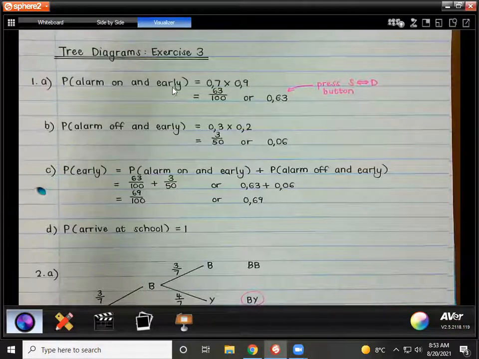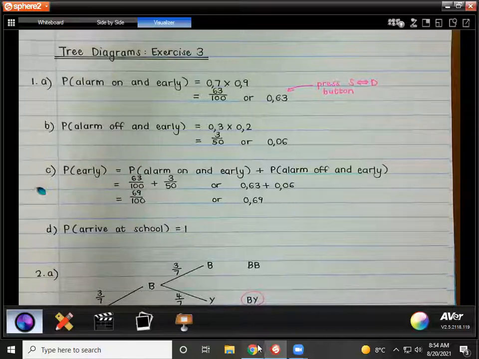Okay, alarm on and early, do we see that was what we got there? That answer, right? 63 over 100, or you can use the decimal. Plus alarm off and early, that's what I have there. Right, so plus the fraction or that decimal, and you get the answer, 69 over 100 or 0.69. All right, that's the probability of you arriving early. Whether your alarm is on or off, it doesn't actually matter. They're not saying that in that question.